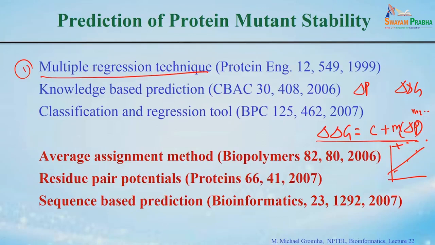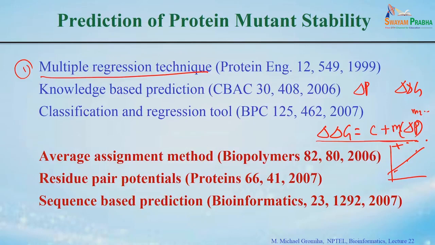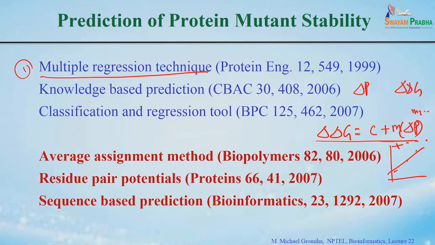Then there are also other techniques such as knowledge based prediction, because you can obtain information from the mutation and use that information for prediction. Then we can use classification and regression tools, the average assignment method, pair potentials, as well as sequence based prediction. Currently in the literature, several methods are available for predicting the stability change upon mutation. We will discuss a few methods, mainly the average assignment methods, pair potentials, as well as how to predict from the sequence. If you search the Protherm data, you will get plenty of data.